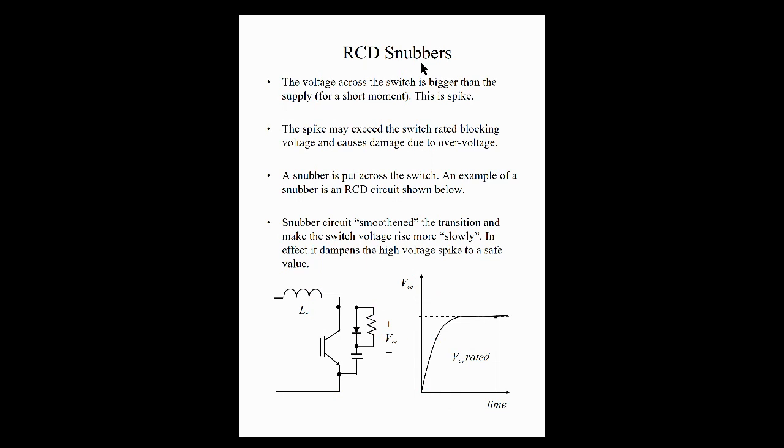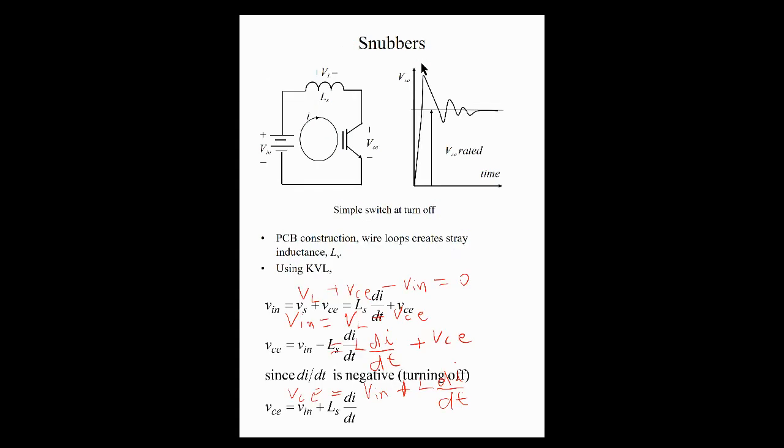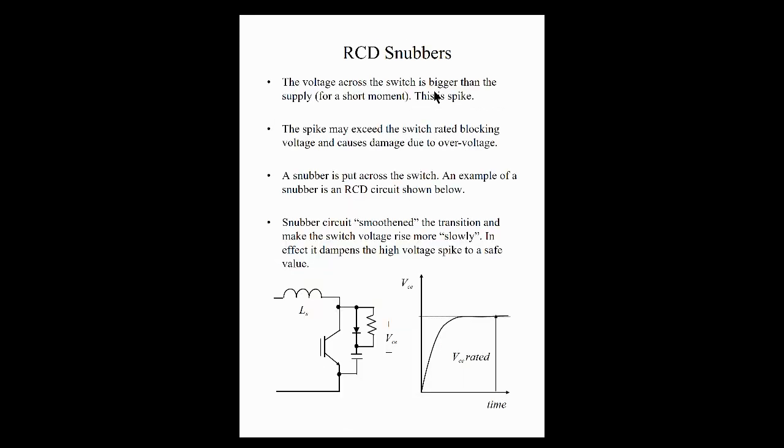It basically suppresses that spike in voltage that I showed you earlier on. We don't want this spike. So with this snubber that you design, you'll be able to suppress that spike that is observed.